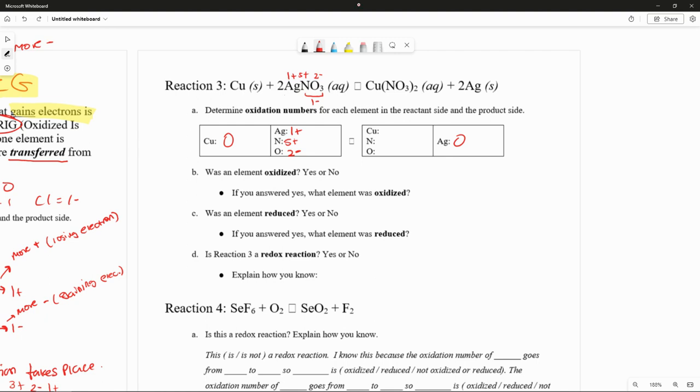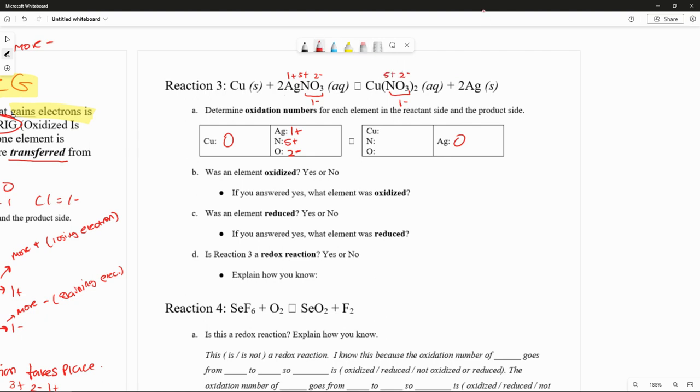Moving on to CuNO3, same deal as before. We know NO3, the nitrate ion, has a 1 minus charge. Oxygen already has a 2 minus, so 2 minus times 3 has to equal -6. And if -6 plus N has to equal -1, then N equals 5 plus. Okay, 5 plus on the N.